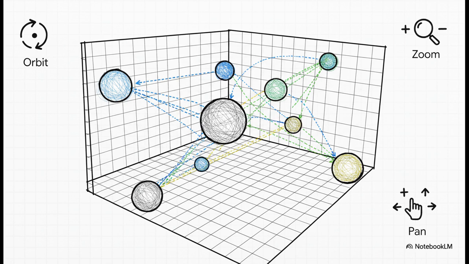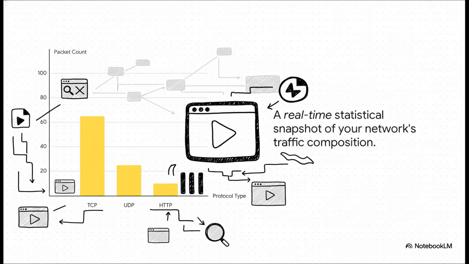And beyond that amazing 3D view, you get a dashboard that gives you real insights. A simple chart like this one, for example, could instantly tell you if your network is getting hammered by video streaming, which uses that speedy UDP protocol, or if it's mostly just normal web browsing, which uses TCP and HTTP. It's like a real-time health check for your network.